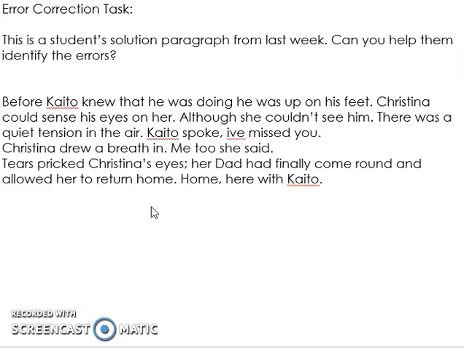Kato spoke. I've missed you. Christina drew in a breath. Me too, she said. Tears pricked Christina's eyes. Her dad had finally come round and allowed her to return home. Home, here with Kyoto. So you can print that out. Obviously, you can make corrections on it. If not, you could just write down what the corrections are, the parts. Pause and have a go. I know you can do this.